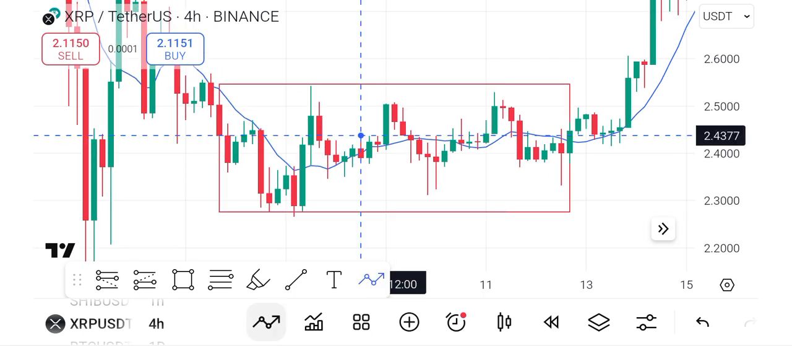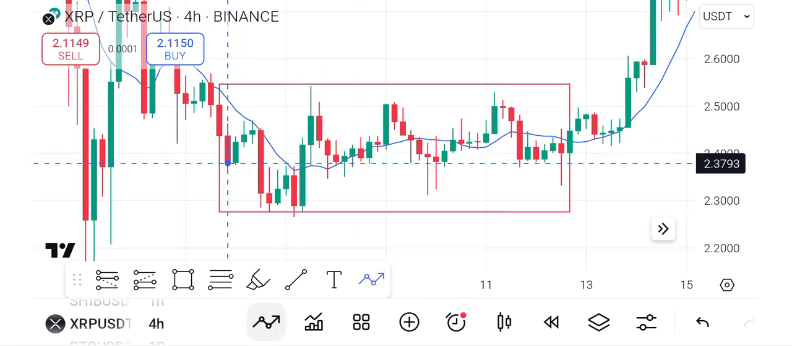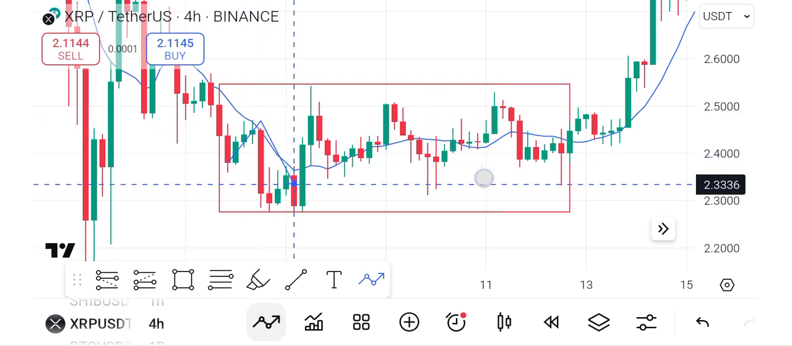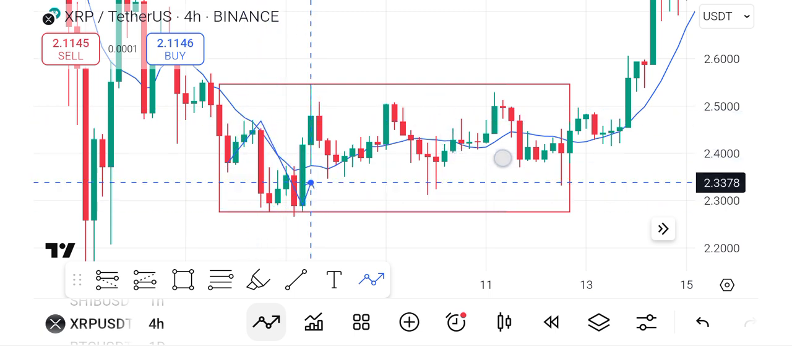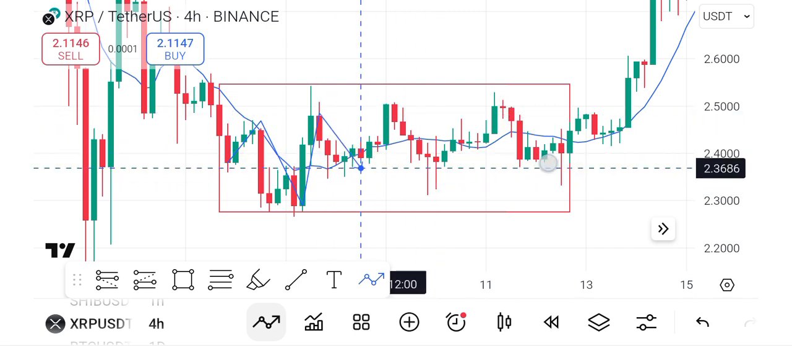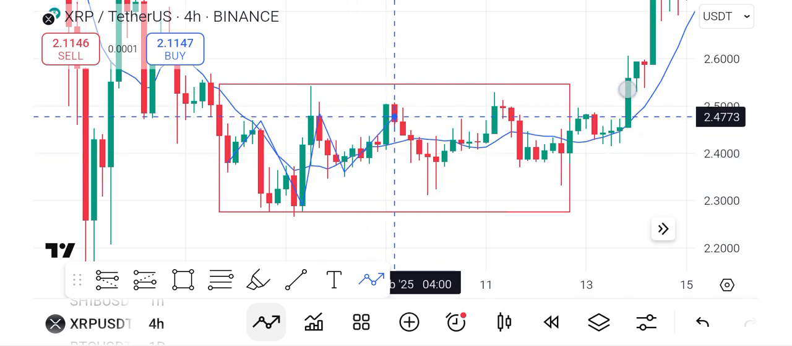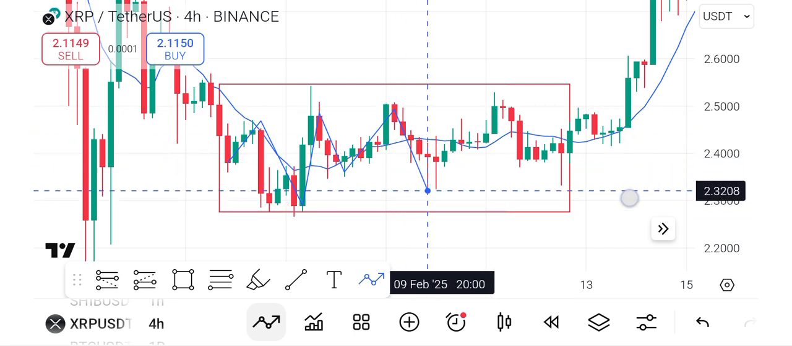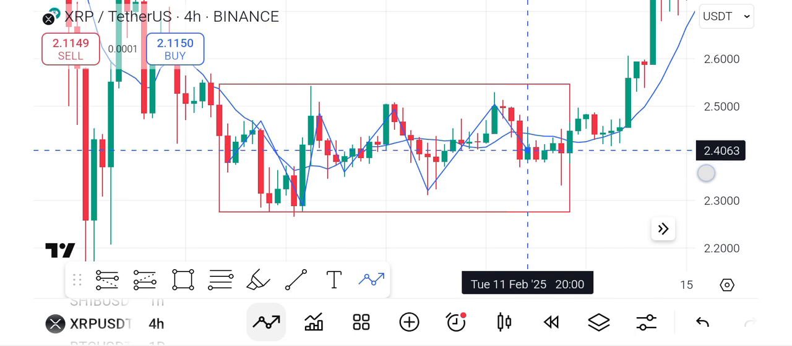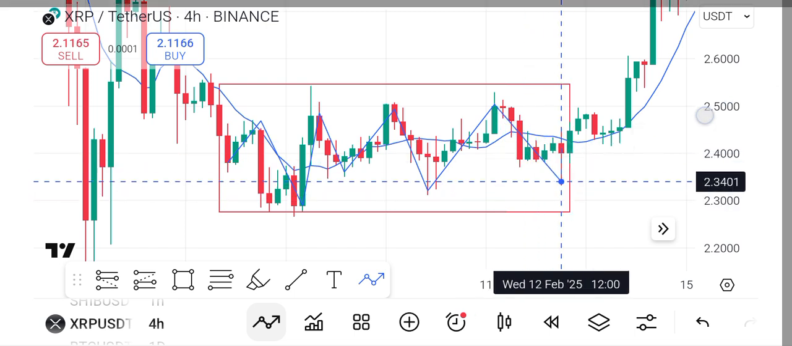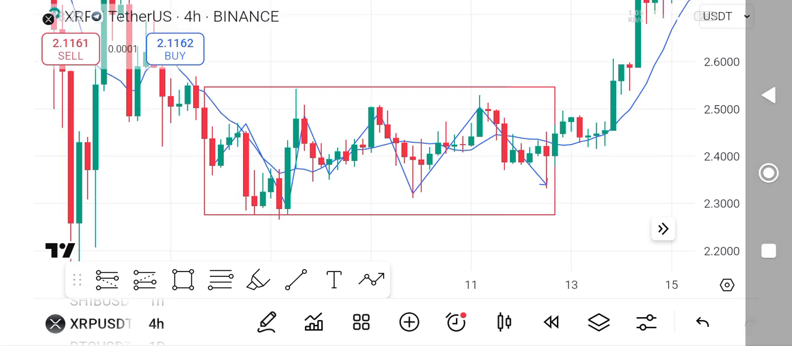You have to draw your arrow. You will see that, okay, let's start from here. This is the market touching, coming down, ranging. You can see the market ranging in this. This is what we call ranging in a real live chart.